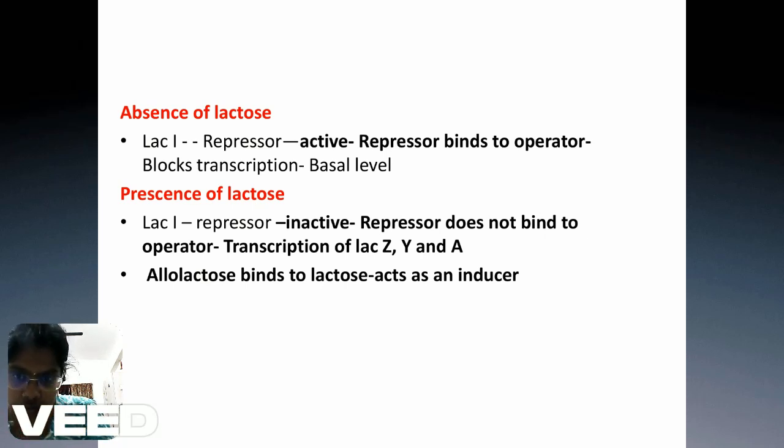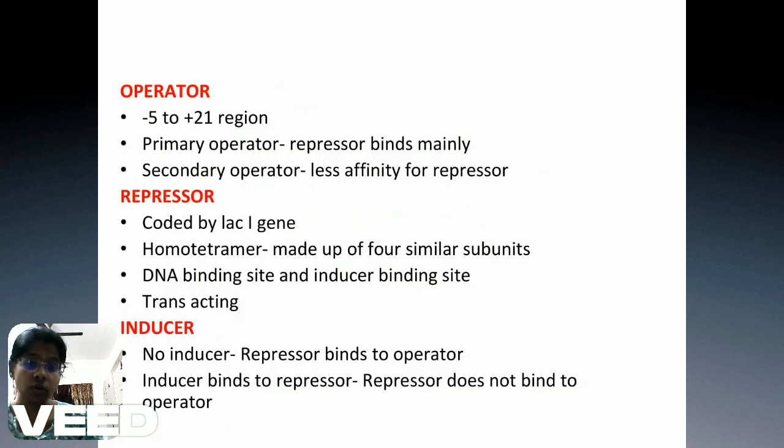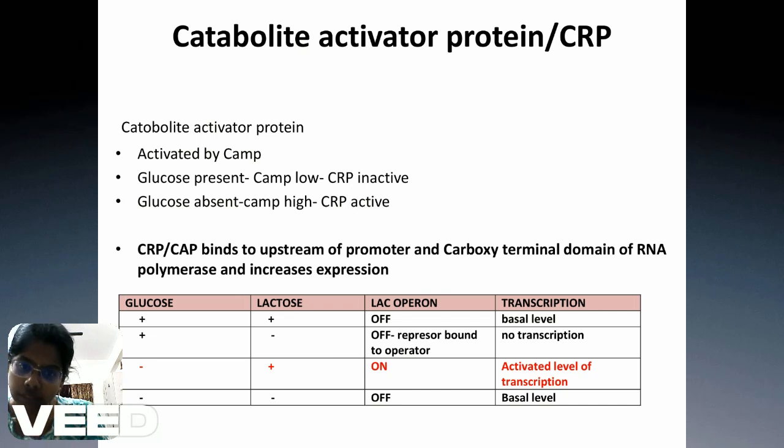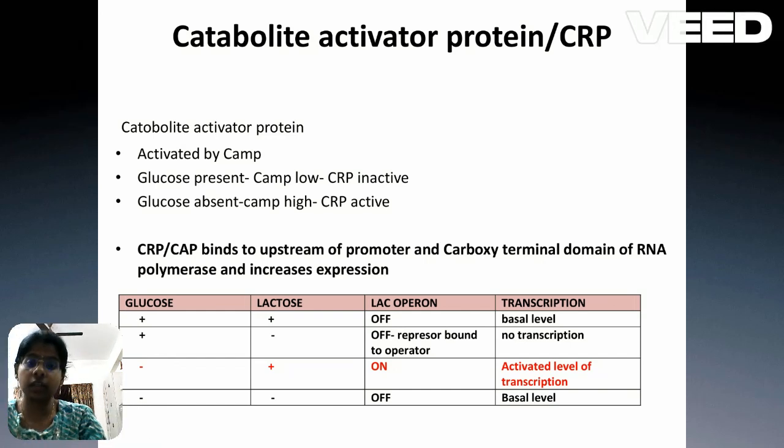Now, coming to the next concept, catabolite repressor protein. This catabolite repressor protein, also called catabolite activator protein, is activated by another molecule called cAMP. So, how is cAMP produced? When glucose is present, cAMP levels are low. When cAMP levels are low, CRP is inactive. In the opposite scenario, glucose is absent, cAMP is high, and CRP is active. This CRP or CAP binds upstream of the promoter, interacting with the carboxy terminal domain of RNA polymerase, and increases the expression of the genes. What is the function of RNA polymerase? It initiates transcription. So there is more transcription of structural genes.